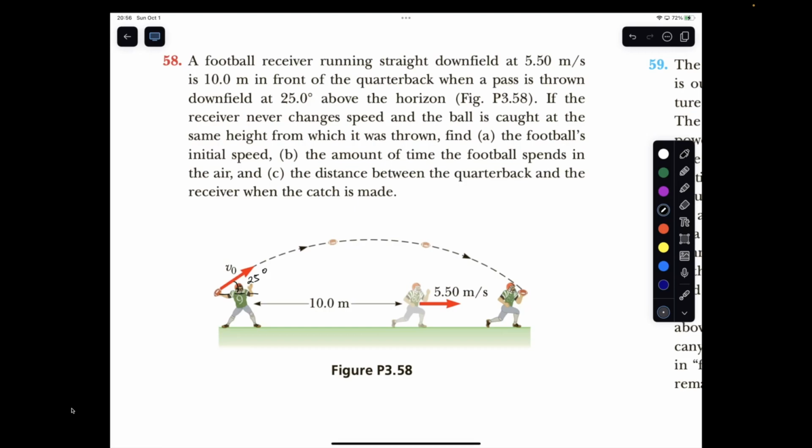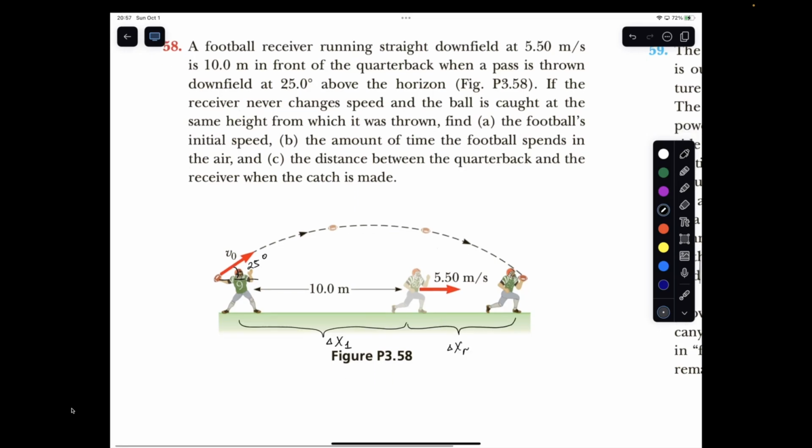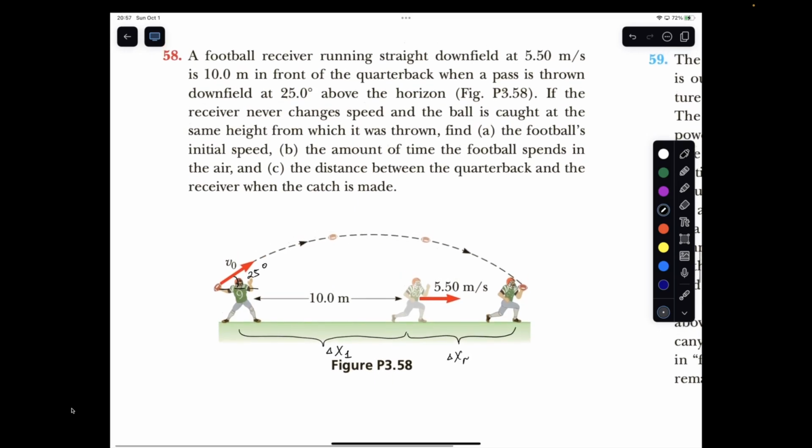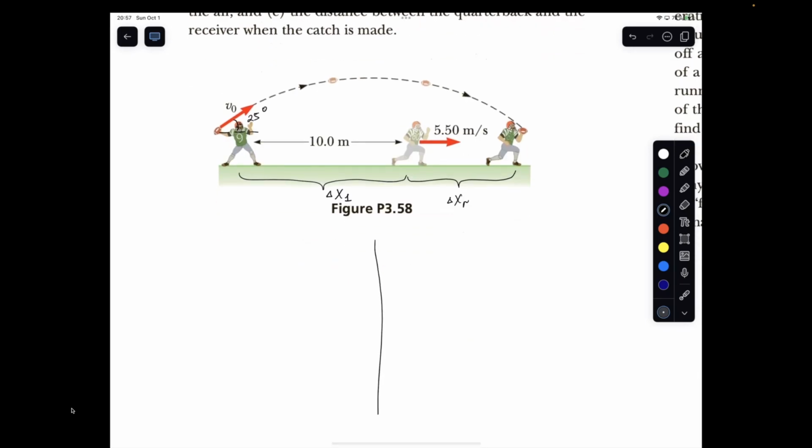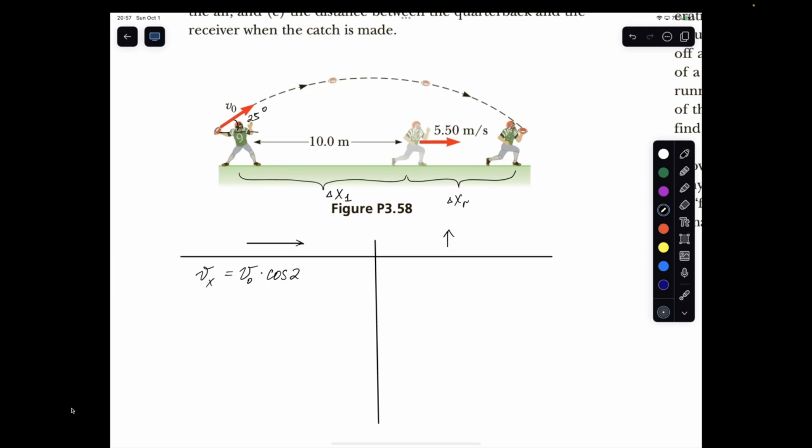And there's a number of things that we're asked to find. The way we solve it will be putting together x and y. Even though we do not know v initial and we do know that it's at an angle, the first step we're going to make is to divide the initial velocity into x and y components. And even though we don't know the number, we're just going to use the vx as v0, which is the variable for now, times cosine of 25 degrees.